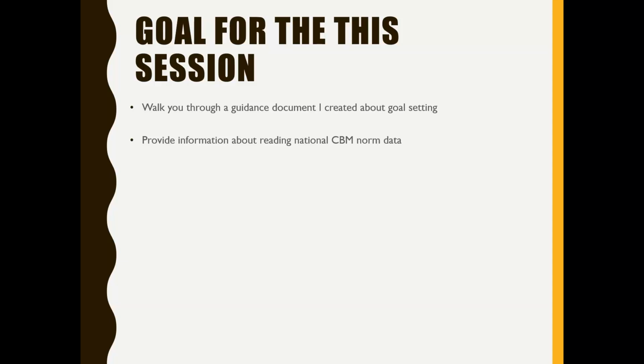I also want to provide information about reading national CBM norm data. There were some norms that were put out some time ago by Hasbrook and Tindal. They originally published a set, I want to say it was either 2013 or 14, but they've done a new data set that was published in 2017. Now I want to show this because the couple of examples that I'm going to go through today are going to have oral reading fluency examples.